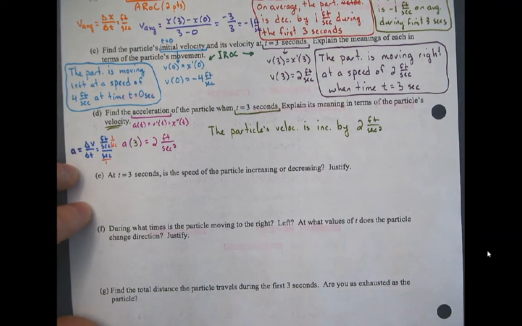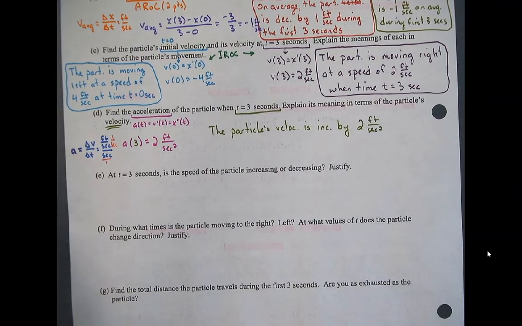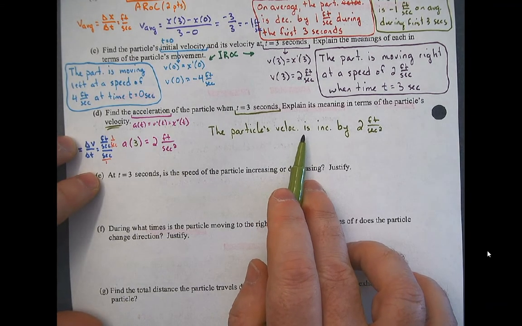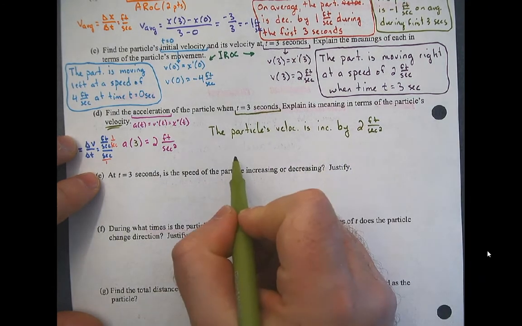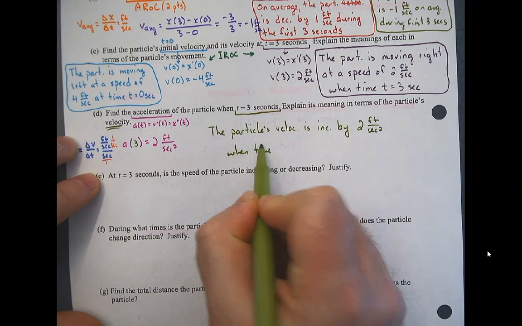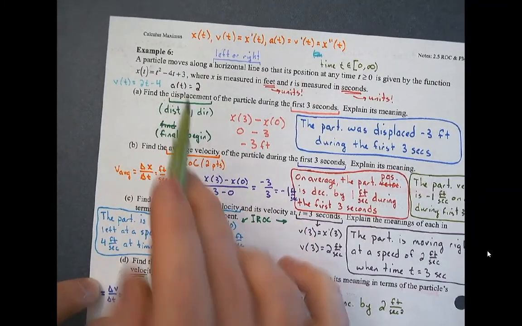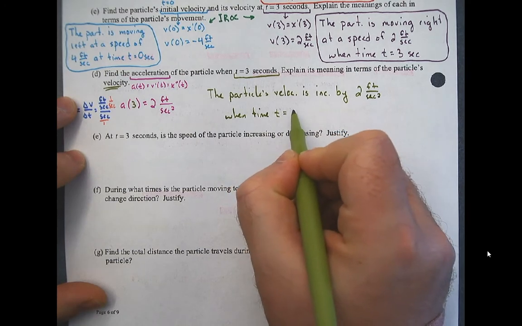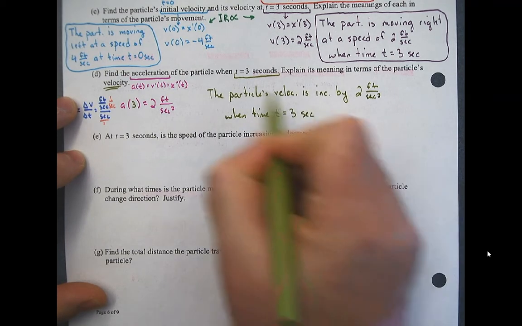And then you always have to say when, because if you look at 1 second or 2 seconds or 0 seconds, this is going to be a little bit different. Well, actually, it won't, will it? But anyway, that's just kind of when, because acceleration is always 2. That's why I said it wouldn't. When time t equals 3 seconds.